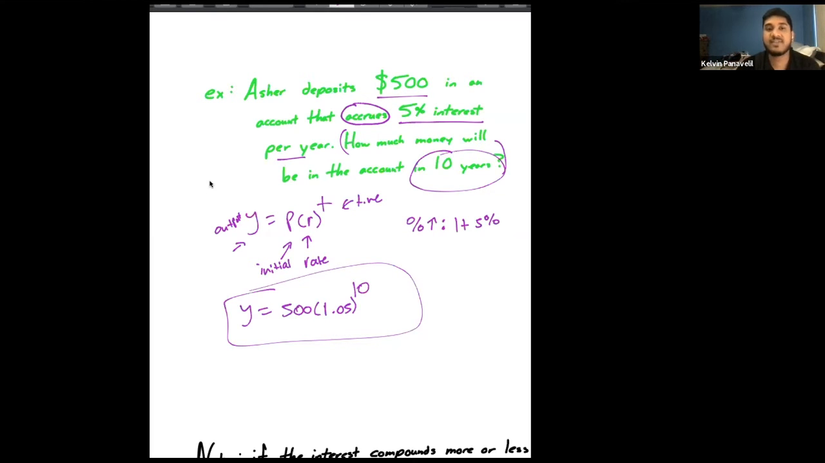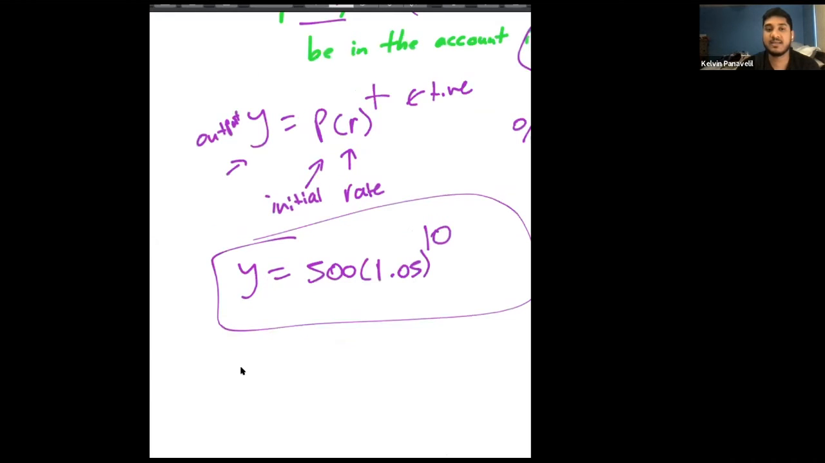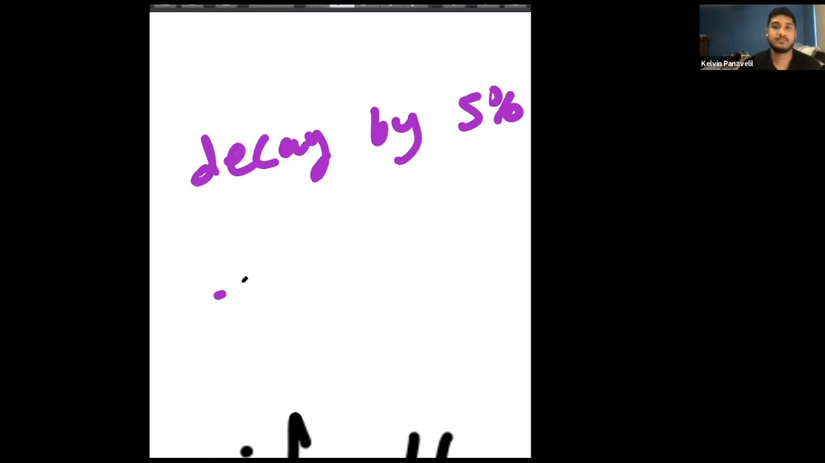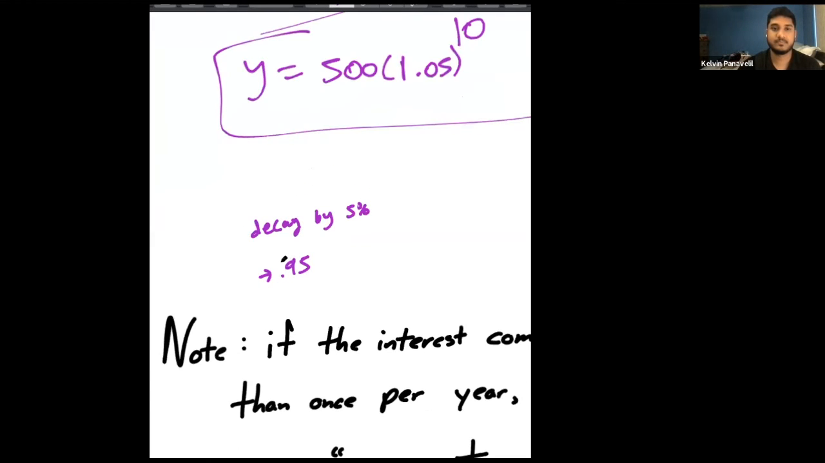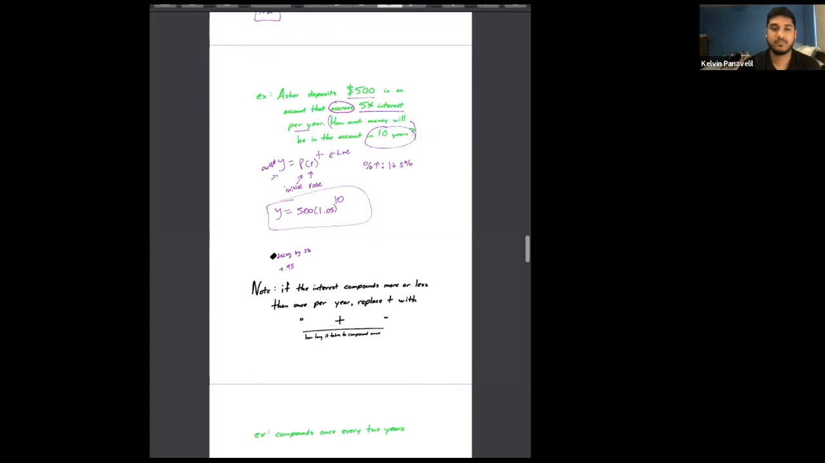So let's see in the chat: if this said the account decays by 5%, what would the decimal be in the equation? Drop it in the chat. If it decays by 5%, it would be, awesome, 1 minus 0.05, which would be 0.95. Great stuff. Cool.